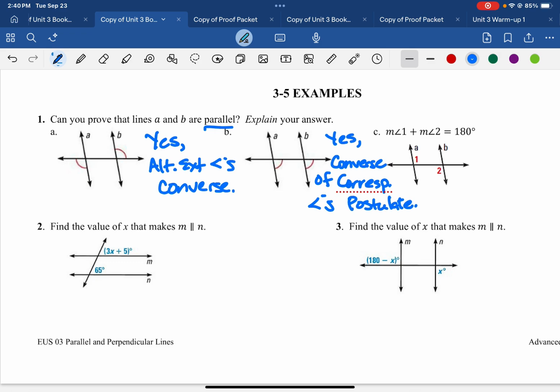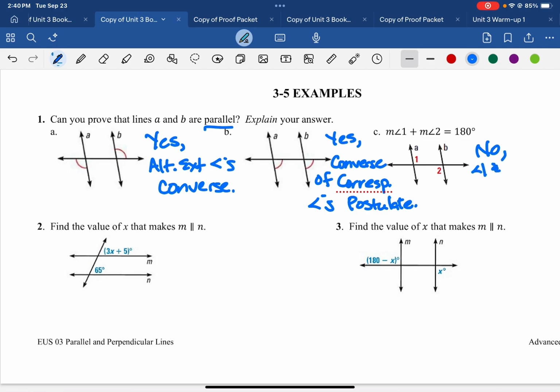All right. Next one, angle 1 and angle 2. Look where those are located. It says that they are supplementary. They add up to 180. These are alternate interior angles. In order for the lines to be parallel, alternate interior angles have to be congruent, not supplementary. Okay? So no.